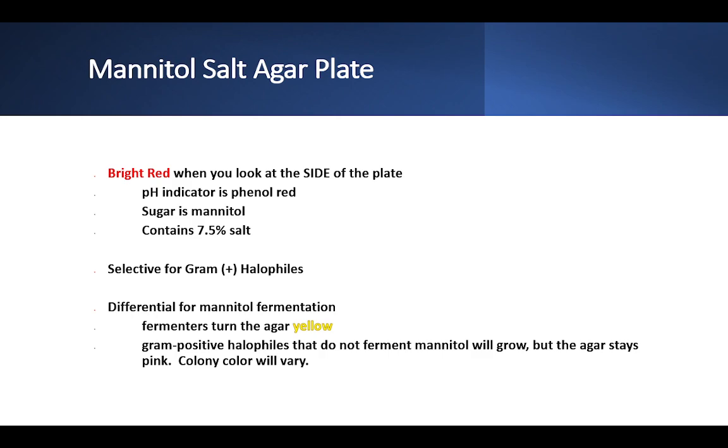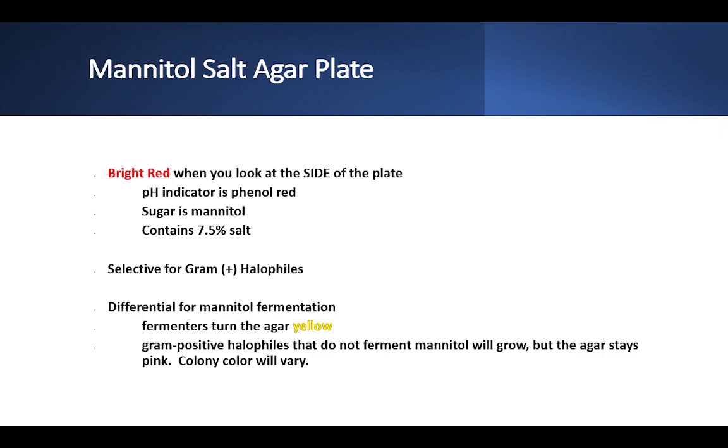Differentiation gives you information about the bacteria that are growing on the media. So the bacteria have to be growing in order to show you information about that thing. So differentiation is on bacteria that are growing on that plate. Selectivity is whether or not bacteria were able to grow on that plate or not. So the first plate we're going to talk about is mannitol salt agar.